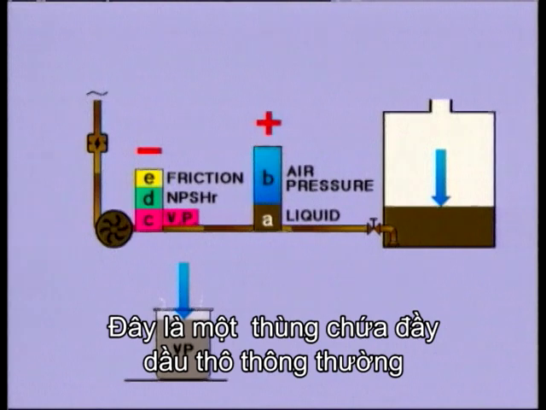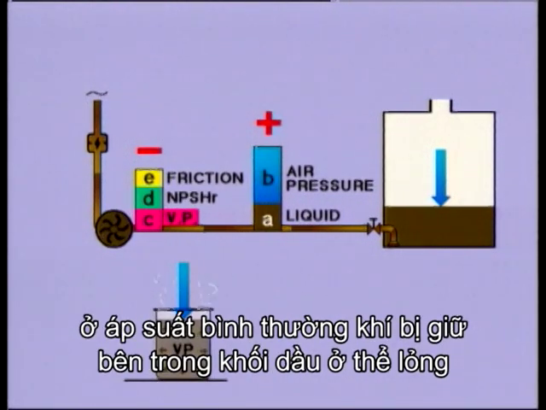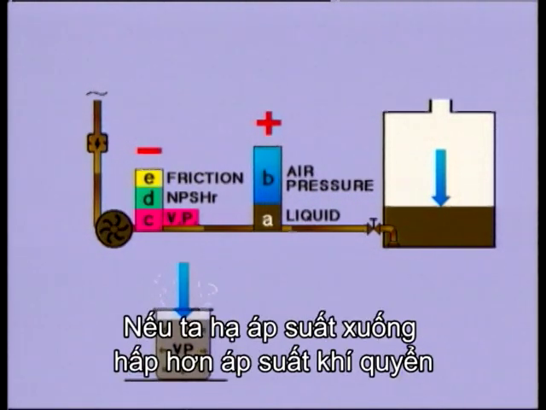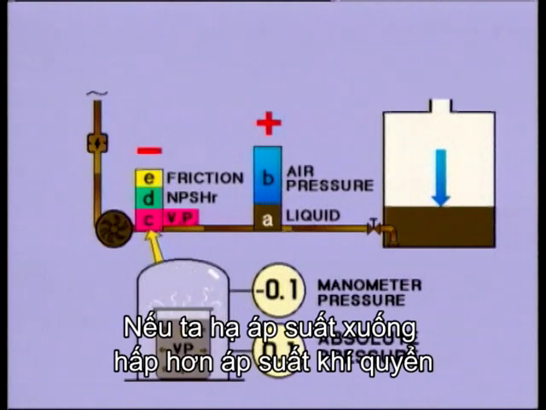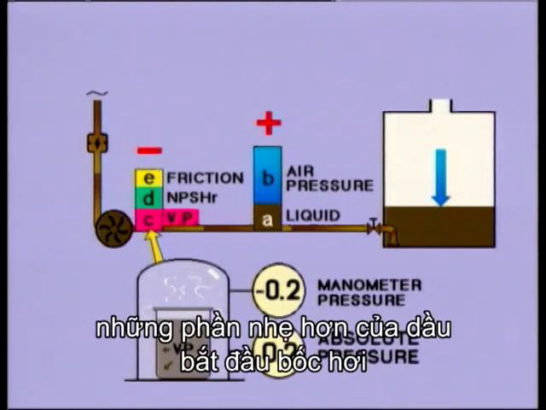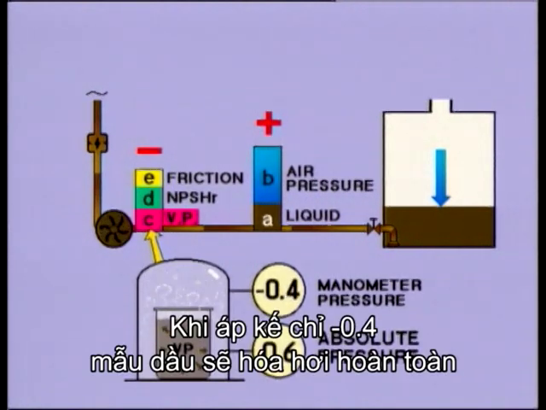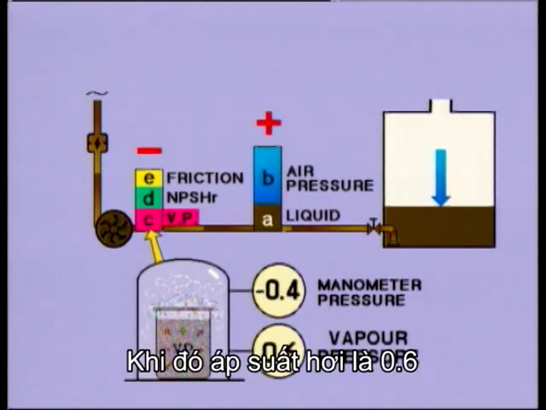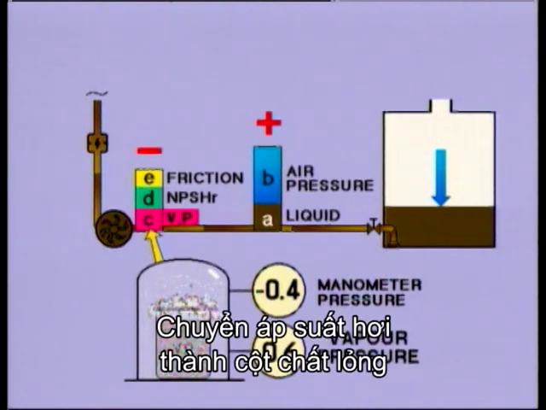Here is a container filled with normal crude. At normal pressure, gas is trapped inside the volume of oil in the form of liquid. If we lower the pressure below atmospheric pressure, the lighter fractions of the crude begin to gas off. When the manometer shows minus 0.4, our sample of crude will gas off completely. Vapour pressure is therefore 0.6. Convert the vapour pressure into a liquid column.